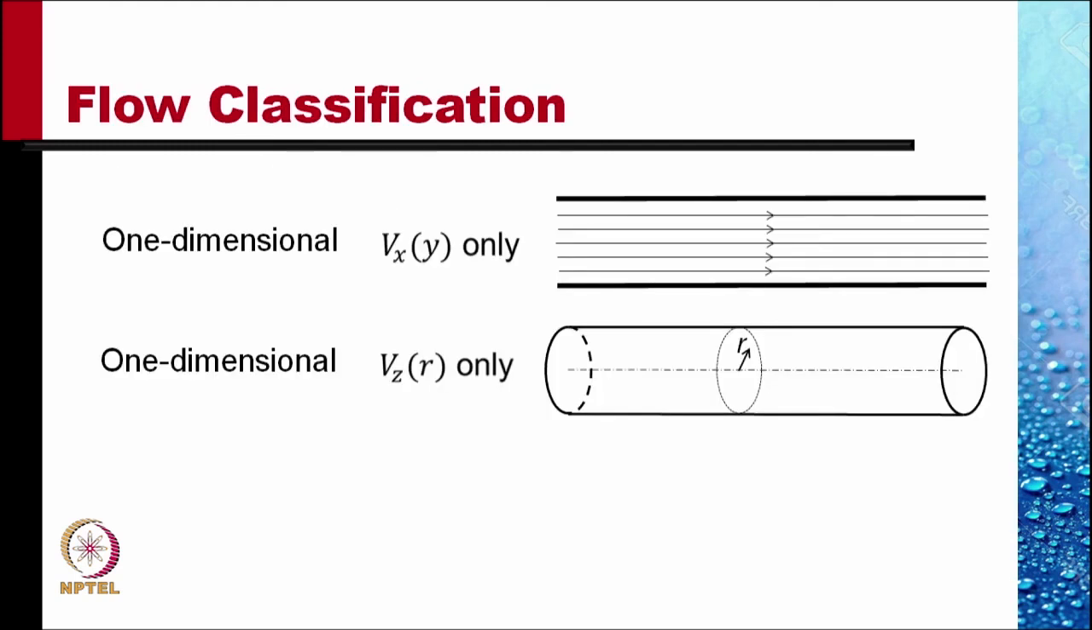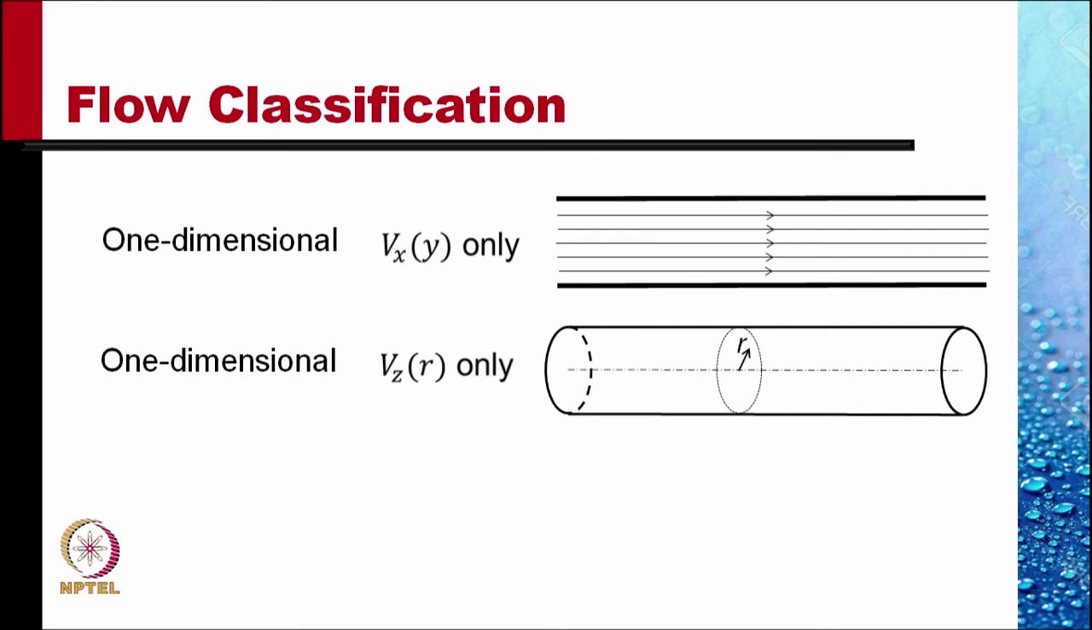Let's go to classification of flow fields. We have a one-dimensional flow field when the velocity description Vx is a function of only one space variable. In this channel made of two plates, one of the plates may be moving, there is only x component of velocity Vx, which is a function of y only, so it's called a one-dimensional velocity field.